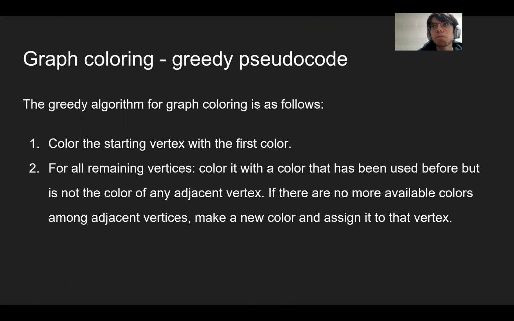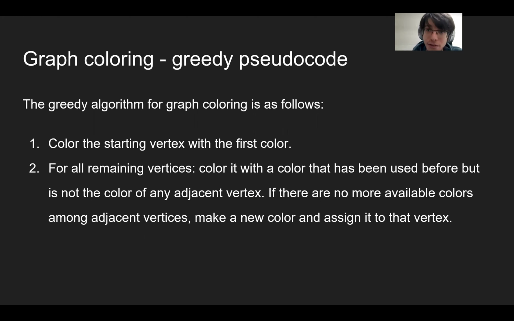Like, if we chose red already for a neighbor, then for this one we can't choose red. We color it with a color that hasn't been used before by any of its adjacent vertices, but we want to choose the earliest possible one. If there are no more available colors among adjacent vertices, we have to pick a new color and assign it to that vertex.